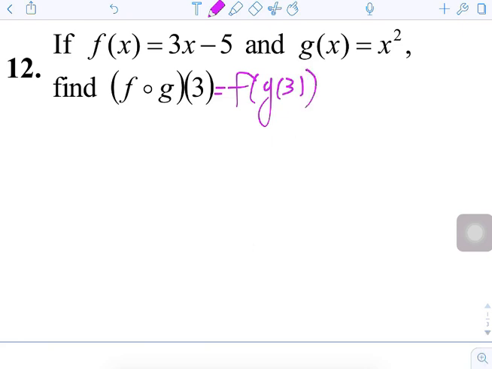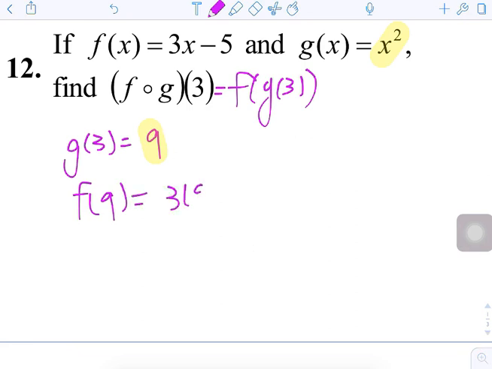So instead of doing the outside in that I have been doing, since I have the number inside, I'm going to do inside out. So g of 3. So plug in 3, I will get 9. I'm substituting 3 into that function. Now I have 9, so now I can do f of 9, which equals 3 times 9 minus 5. 3 times 9 equals 27 minus 5, which will give me 22, which is going to be my answer.